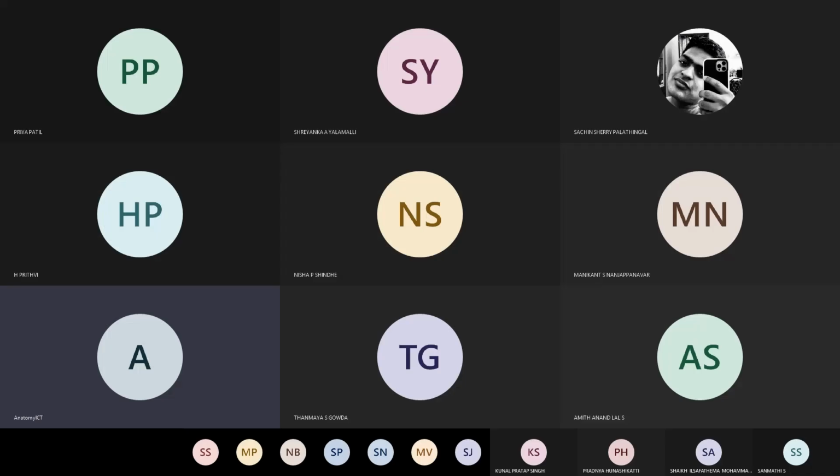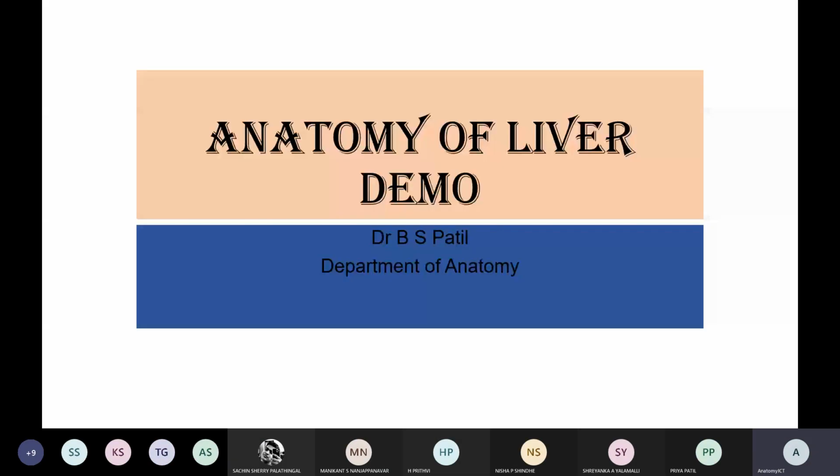I will just give a brief overview about the liver in three-dimensional view, right? So when we study the liver, we have some objectives. Whenever we study the liver, we should have objectives after the study.